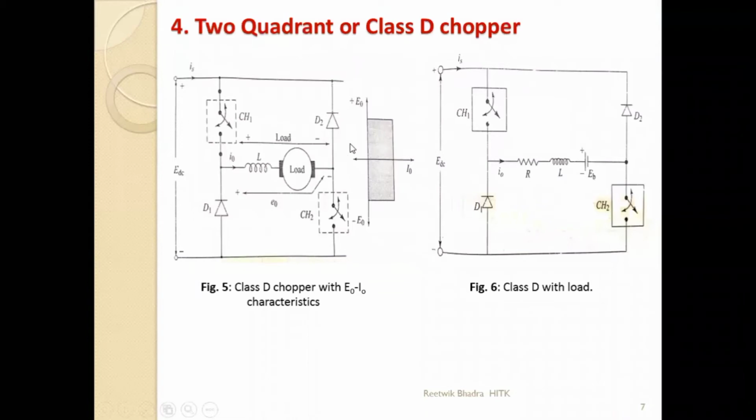Previously it was the first and second quadrant, so current was becoming negative in the second quadrant. But over here, current is always positive in both the quadrants, but voltage becomes negative in the fourth quadrant, whereas voltage is positive in the first quadrant. So this is our basic circuit of the class D chopper.